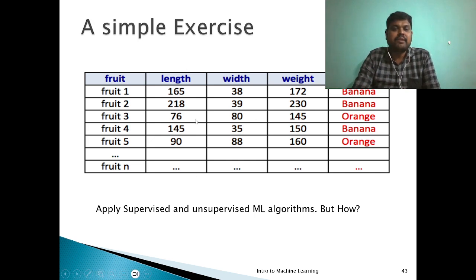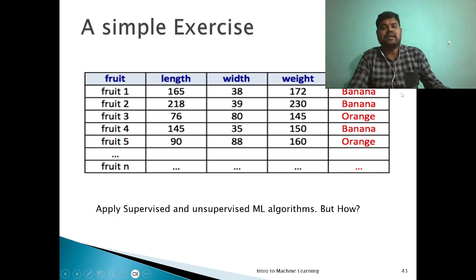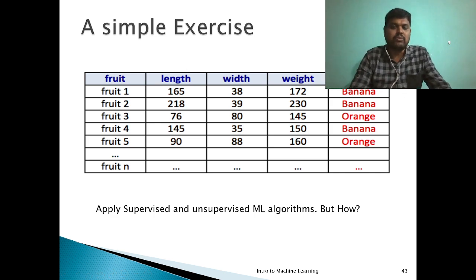So based on the attributes again, it will group similar items. See, if you look at the attributes of a banana, the length, the width, the weight, right? So based on the attributes, it will group. So for a banana, the length will be around 150 to 200, the width is around 35 to 40, and the weight is around 170 to 230. Similarly, based on the attributes, it will group whether the data is a banana or orange or mango or apple, whatever it is, right?